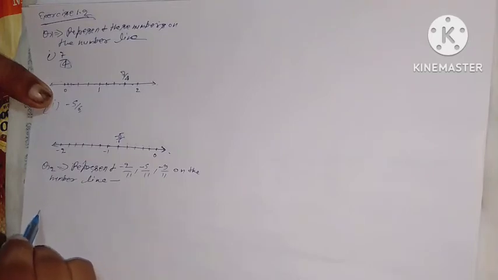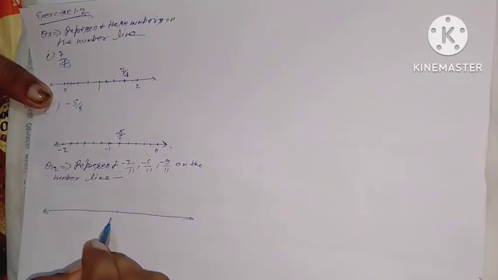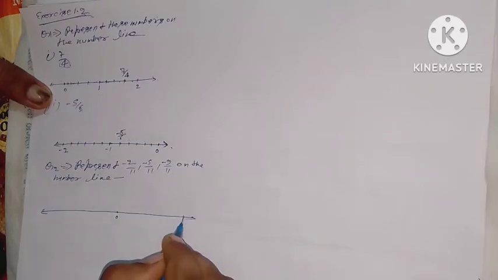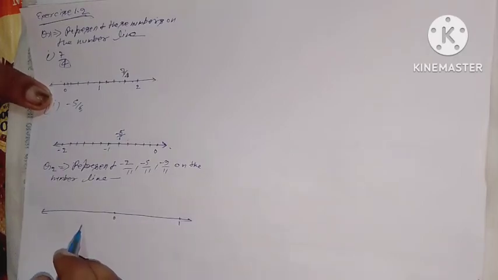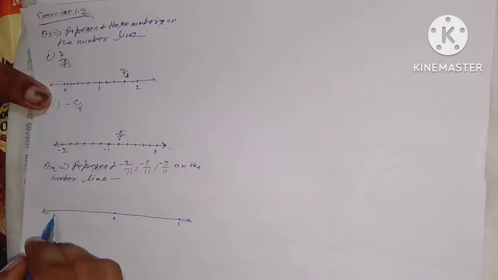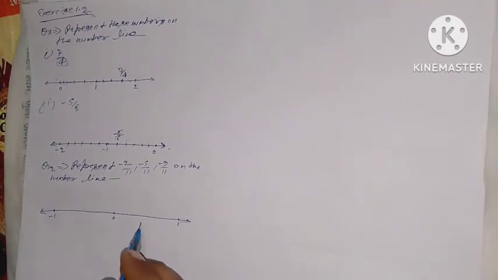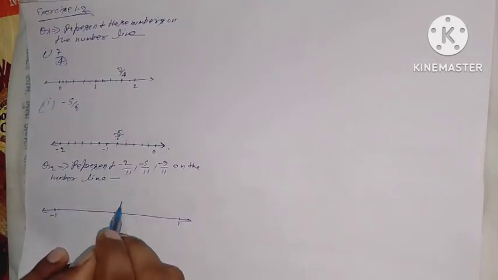Initially we will draw a number line. This is the number line and this is the 0. One is in the positive direction, present on the right side of 0, and minus 1 is present on the left side of 0. This is minus 1, and this partition is divided into 11 parts because 11 is the denominator of these numbers.